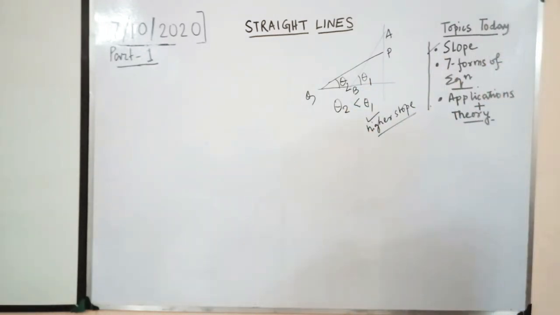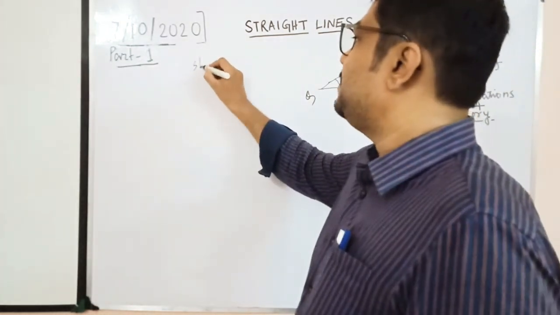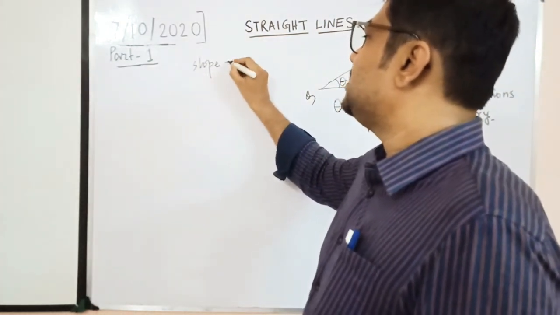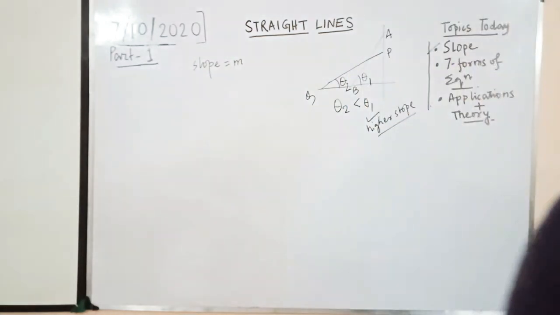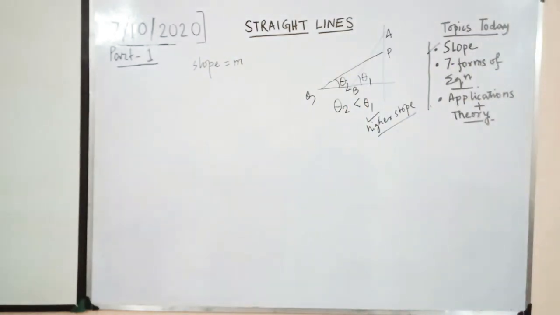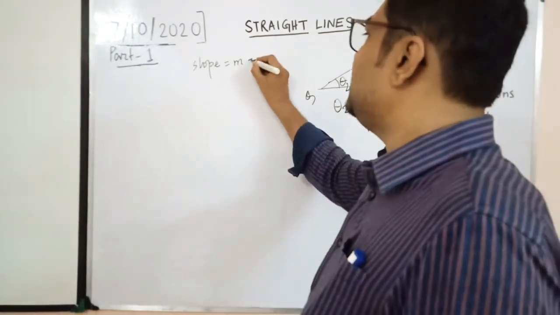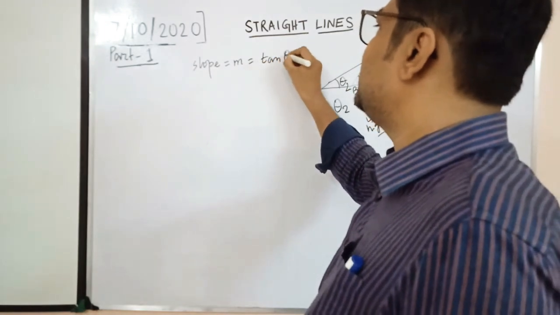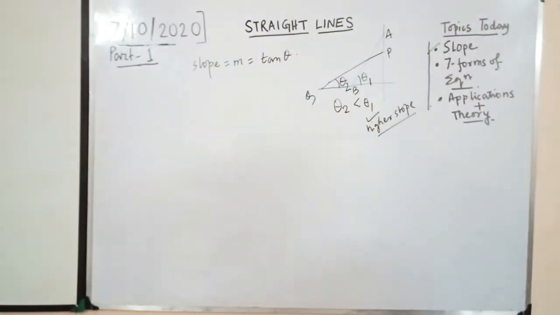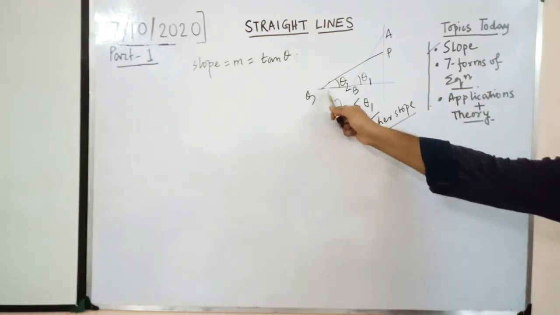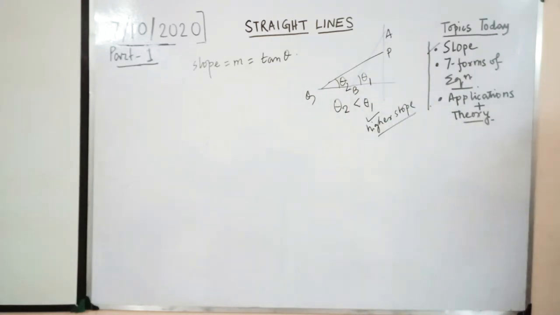So what is slope? First we write slope. Slope is denoted as m. So m is the symbol, or the parameter which we always take for slope, which is actually a measurement of tan angle, so tan theta. That means here the slope of AB will be tan theta 1. The slope of PQ will be tan theta 2. It is also known as the gradient. So slope is measured as tan theta.